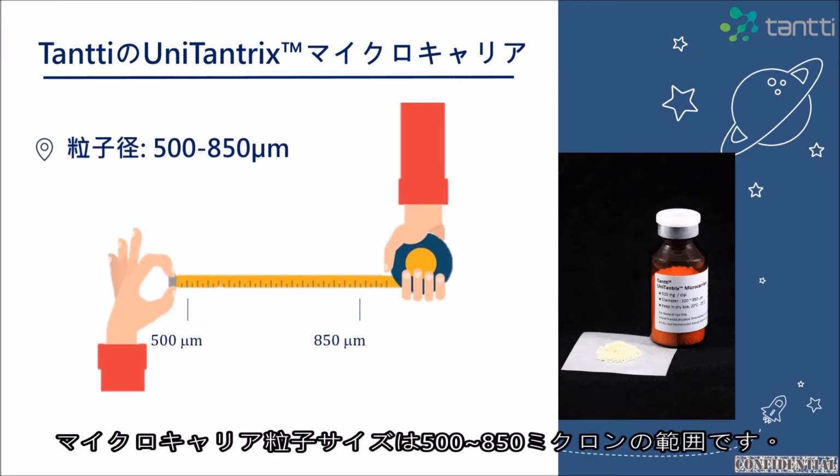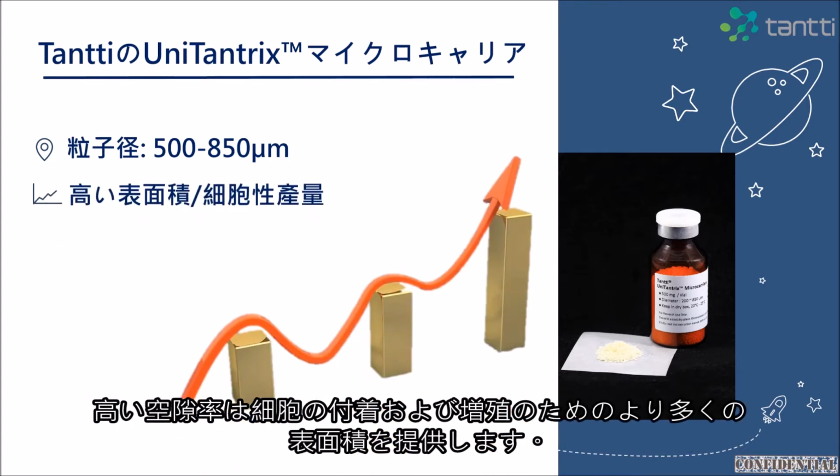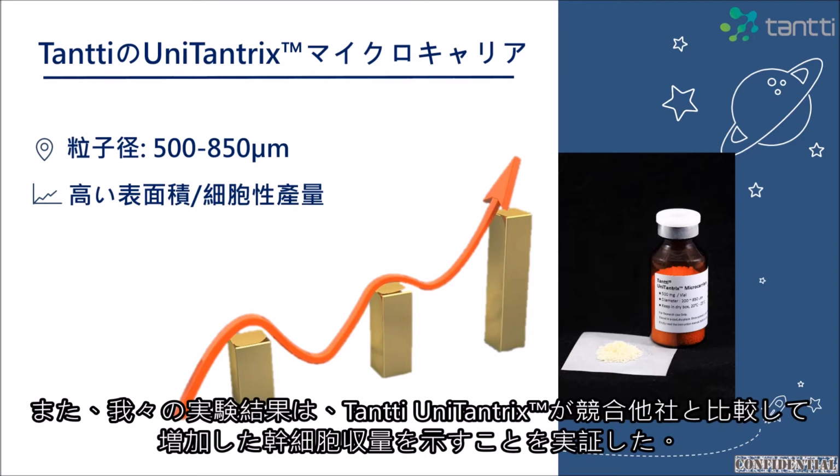Microcarrier particle sizes range from 500 to 850 microns. The high porosity provides more surface area for cell attachment and proliferation. In addition, our experimental results demonstrated that TAN-T UniTantrix exhibits increased stem cell yield compared to competitors.